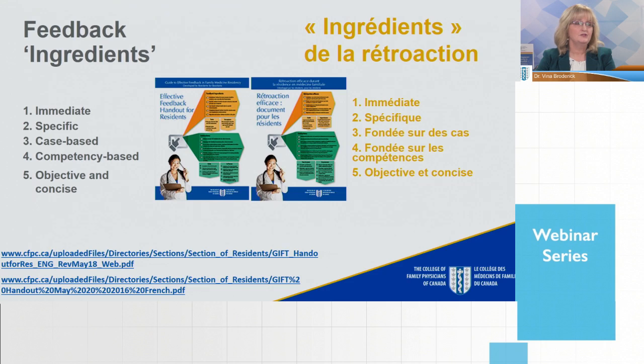So if we look at the feedback ingredients, this list of ingredients was taken from a handout that's provided by the College of Family Physicians, developed by residents for residents, but can be applied to any learner. It's titled Effective Feedback Handout for Residents, and it's on the CFPC website. You can see a copy of it there. So these are the principles of learner-centered feedback. We'll start off with number 1, immediate.